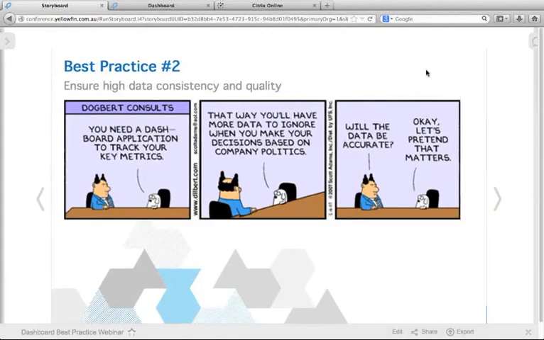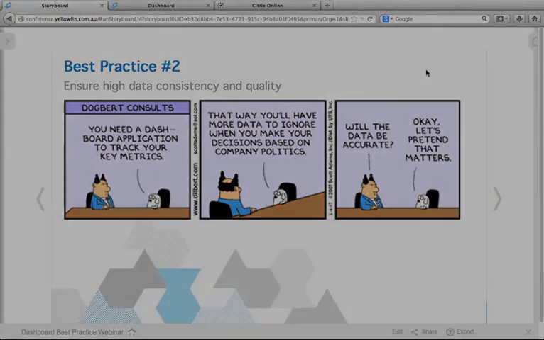Best practice number 2 is around ensuring high data consistency and quality. And this comic summarizes the scenario quite well: it's useful to have a dashboard, but if the data being presented is not accurate, then the dashboard starts to lose its value. Once consumers realize that the data is not accurate, they will start to lose trust in what they're seeing, and they may stop using the dashboard as part of their decision making. An even worse scenario is that they continue to use the dashboard for their decisions, so they'll be making their decisions with incomplete information.